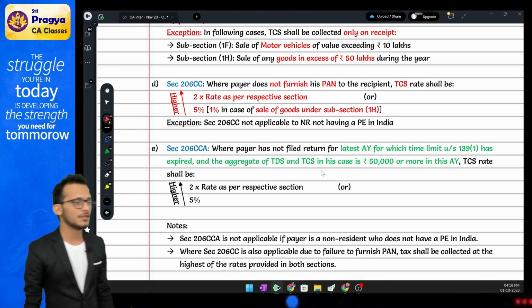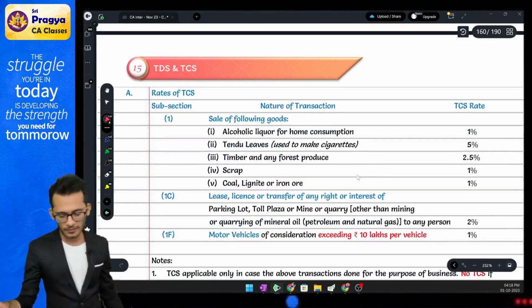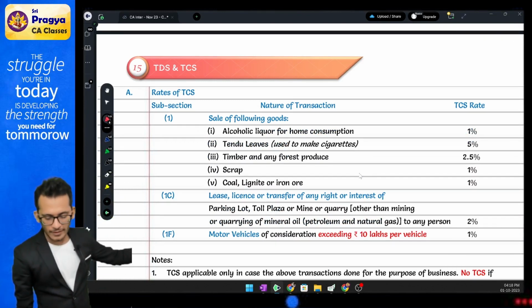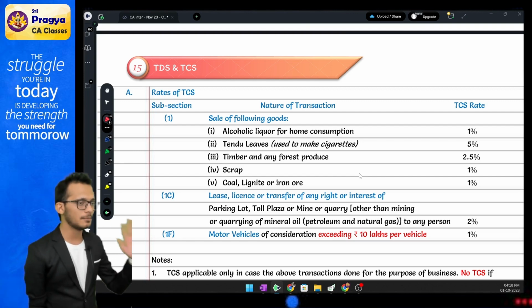Coming to the TCS provisions, there are certain goods where you have to take care yourself. First item is alcoholic liquor, at 1% TCS. Then Tendu leaves at 5% TCS. Timber is 2.5% TCS. Every other item is 1% TCS.